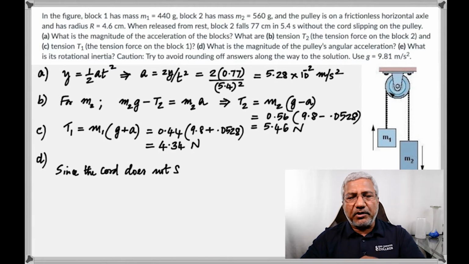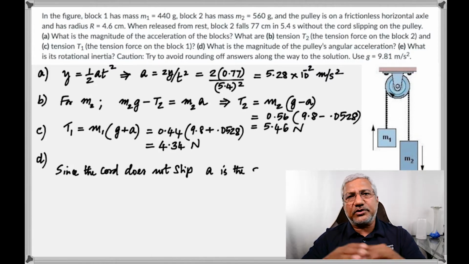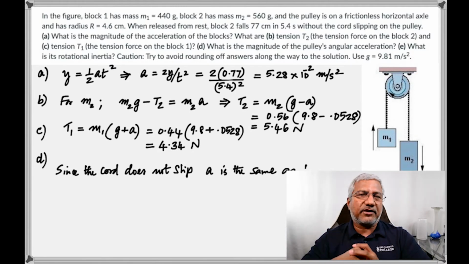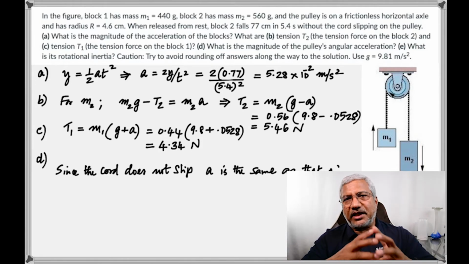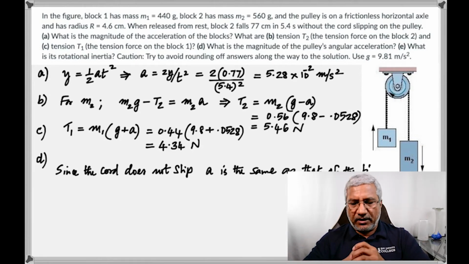And then the D part, we have to calculate the angular acceleration, which is alpha. And I already told you, since the cord does not slip, the linear acceleration of the pulley is the same as that we got for the masses. And so we can use that and then use alpha is equal to a by its radius. So alpha is a divided by radius.